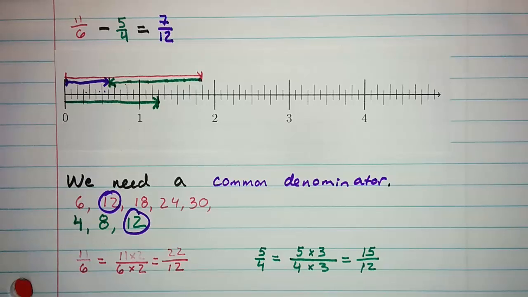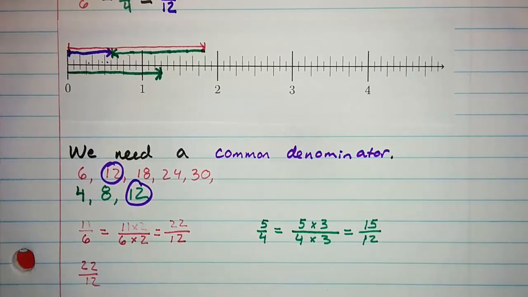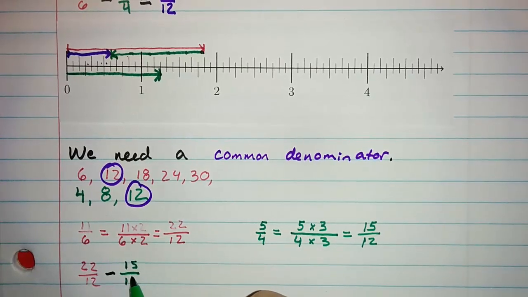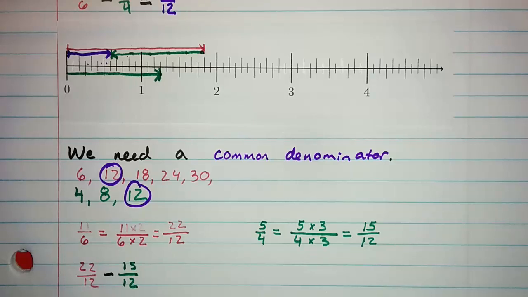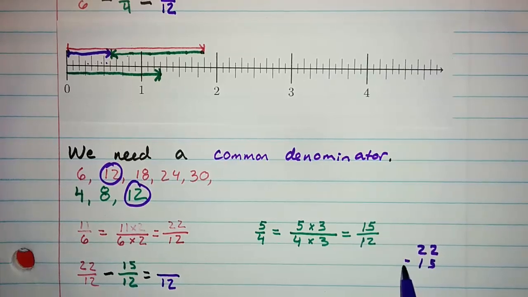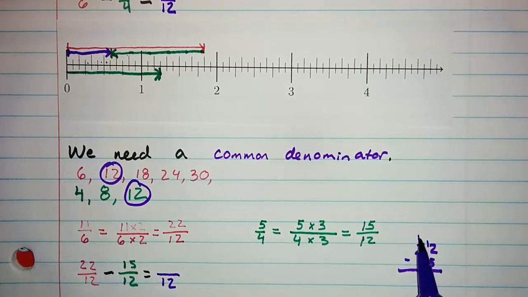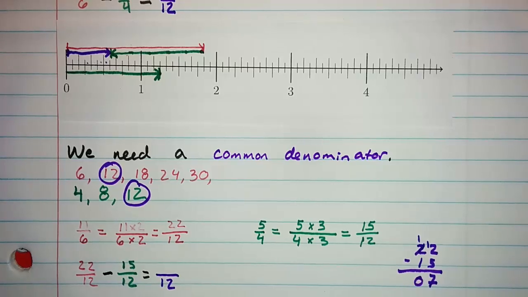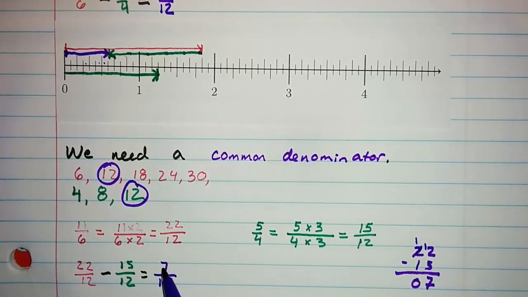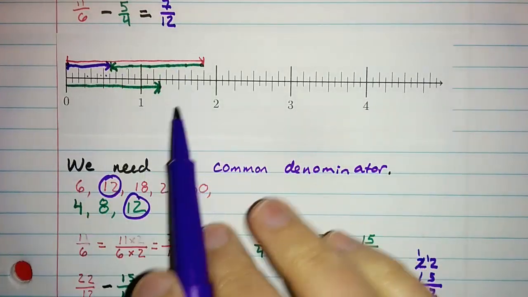And now once again we can just subtract. 22 twelfths minus 15 twelfths. Well, that should be 22 minus 15 twelfths. What's 22 minus 15? Well, 2 minus 5 I can't do, I'll have to borrow. 12 minus 5 is 7. 1 minus 1 is 0. I get 7 twelfths, just like I saw in my picture.